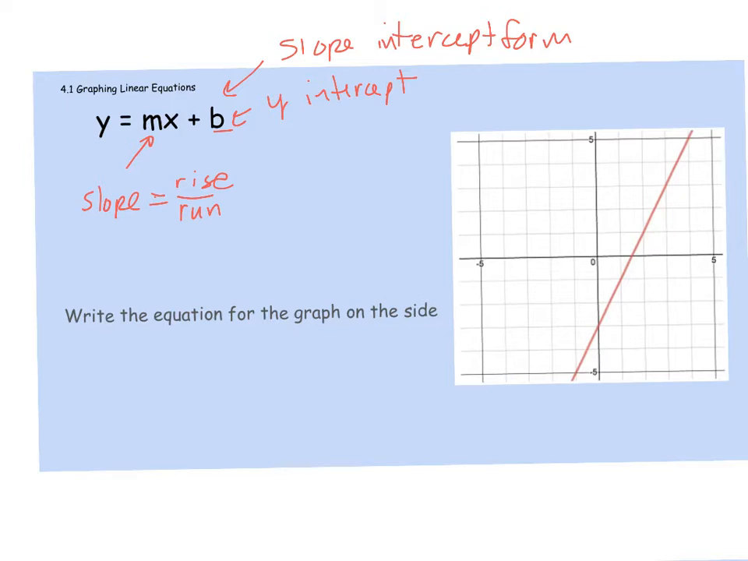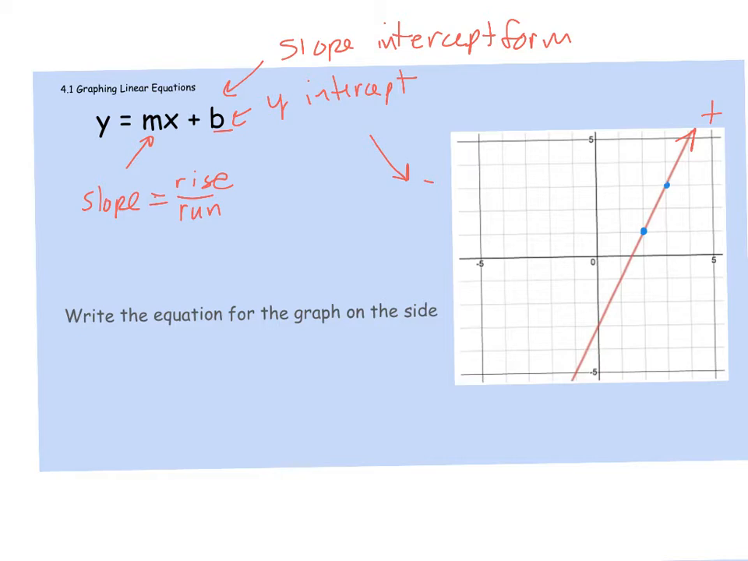So we're going to write a linear equation for this line right here. And the key is, as the line is going to the right, it's going up. So that means my slope is going to be positive. If you had a line that was going down like this, that means your slope is going to be negative. So I'm going to pick a couple points to find the slope, this point right here and this point right here.